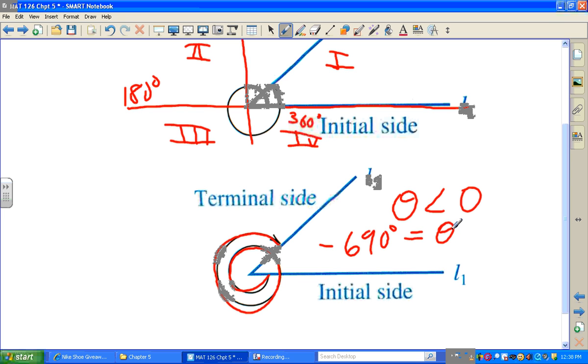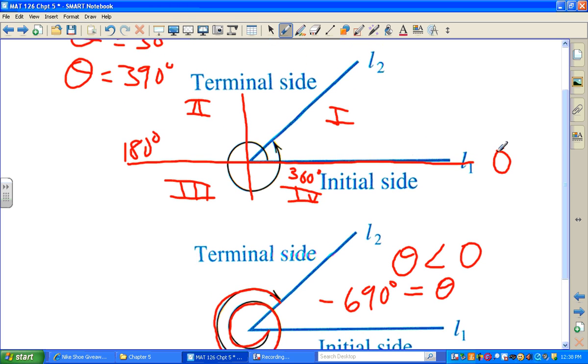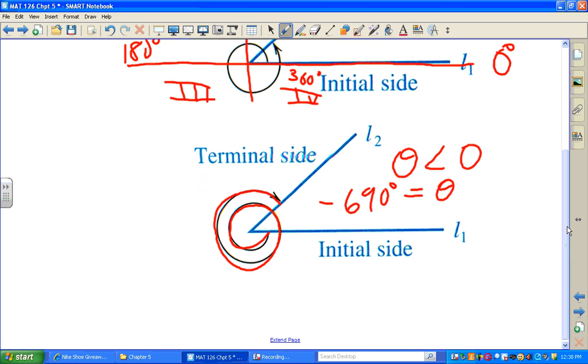Drawing them out isn't really too difficult. Normally you don't go past 1 revolution, but you can if you like. So the initial side is where you start, 0 degrees. The terminal side is where you end, negative 690. And we're talking about degrees.